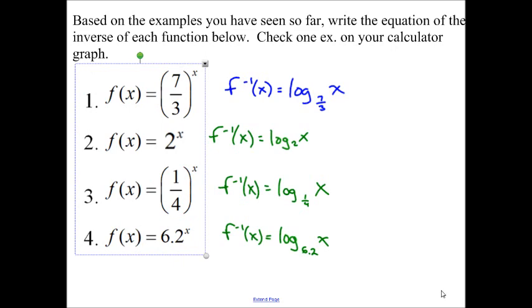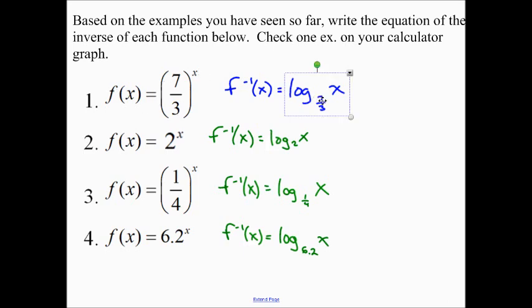Here are your answers. If we want the inverse of f of x equals 7/3 to the x, we simply make 7/3 the base. 7/3 is the base of the exponential function. 7/3 is the base of the logarithmic function. That's why they're inverses. And again, we represent f with a -1 superscript to represent the inverse of f of x. All right? No surprise then. Log base 2 of x. Log base 1/4 of x. Log base 6.2 of x.